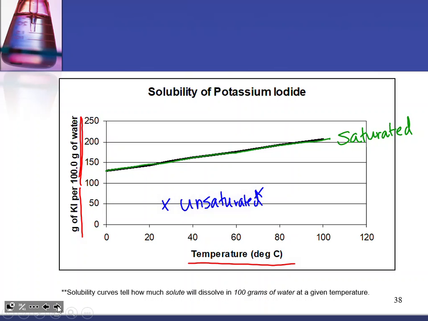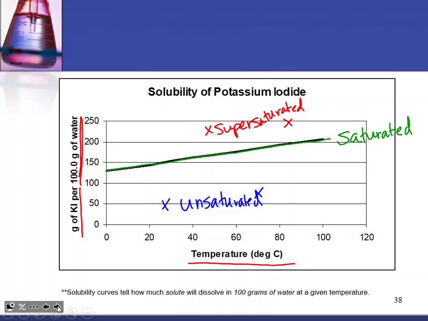It's unsaturated. If I'm above the line somewhere, like over here, and I haven't added the seed crystal or agitated it, what territory am I in? Supersaturated. Okay, where you could have more dissolved in there than it's supposed to be able to have. If you agitate it or add the seed crystal, it will start to fall out of solution and go back to the line amount. Okay, so those are what you need to look at when you're looking at the graph here.